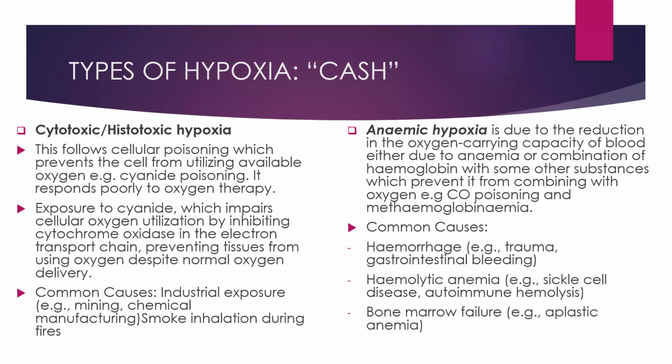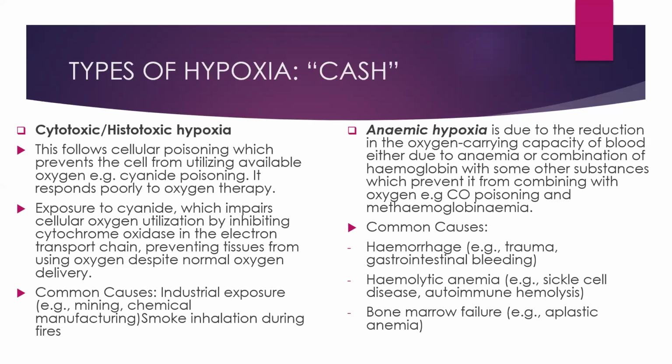Anemic hypoxia is common, especially in our patients in ICU, maybe due to the primary illness or due to our frequent phlebotomies. So there's a reduction in oxygen carrying capacity. Here, you want to increase your oxygen carrying capacity by transfusing this patient. And sometimes it may not just be a reduction in hemoglobin concentration.